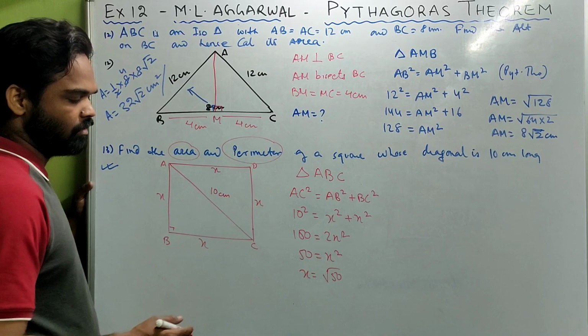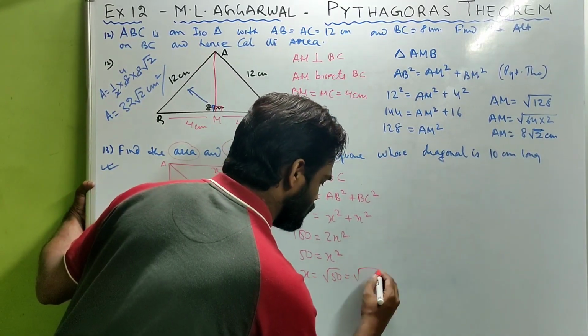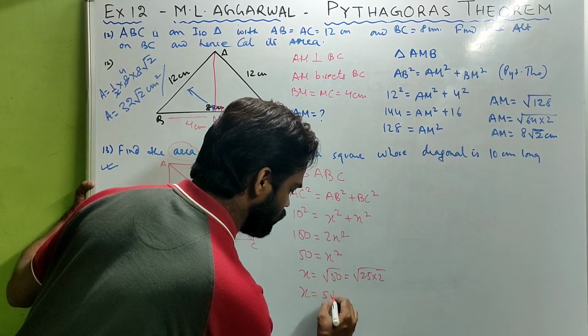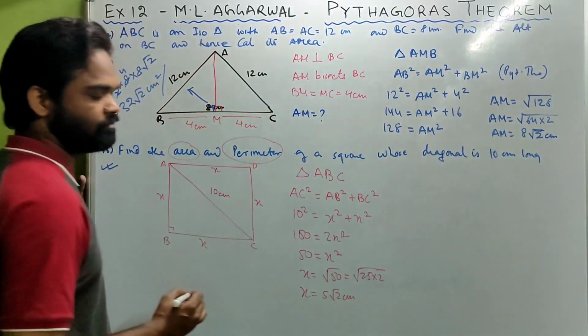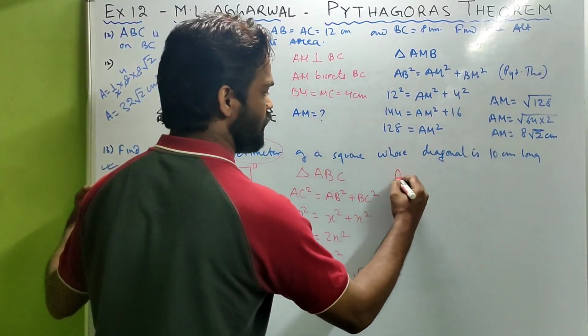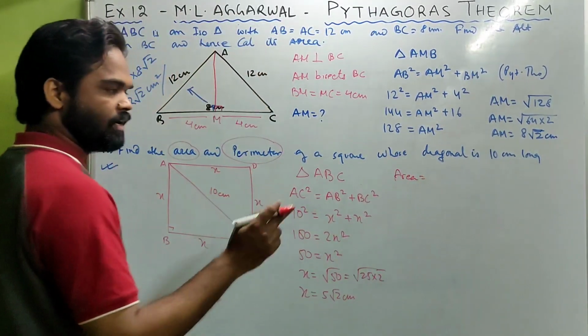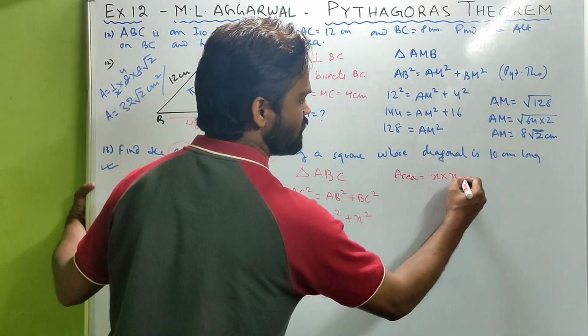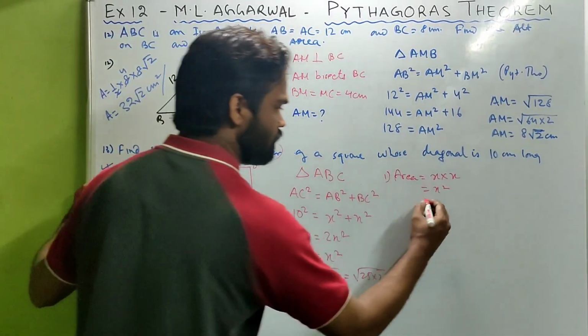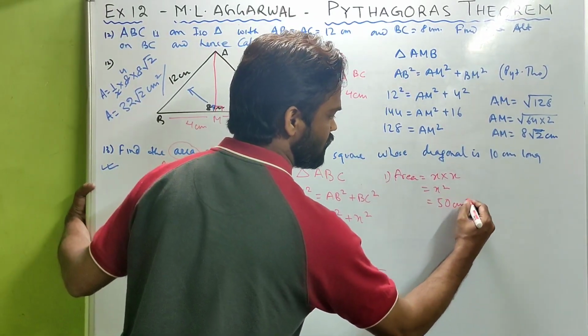negative. Okay, so that's 25 multiplied by 2, that's x will be 5 root 2 centimeter, isn't it? That's the side. Now once they ask for the area, area is side into side, which means x into x, that is x square, and x square value we know is 50, so area is 50 centimeter square.